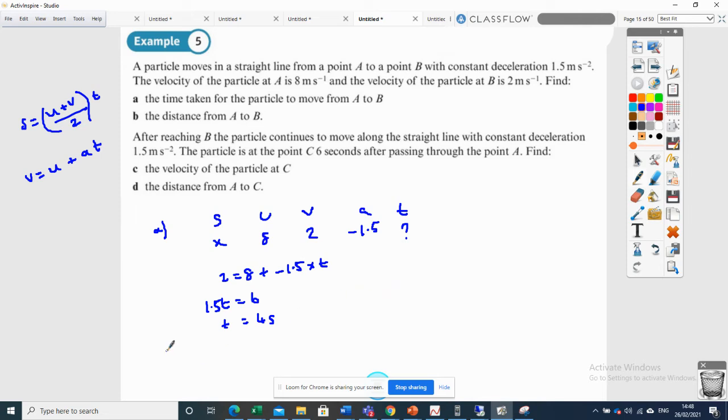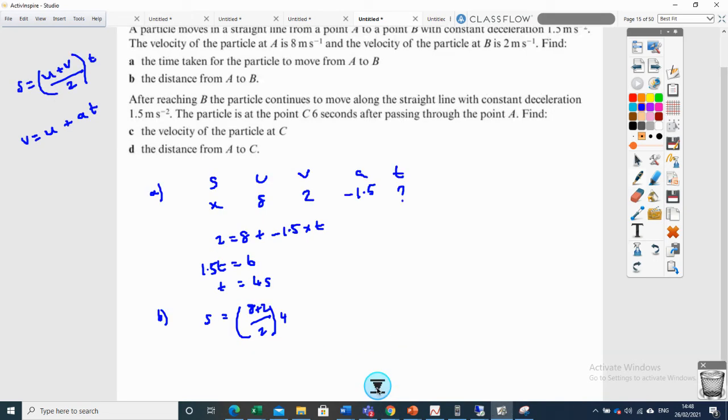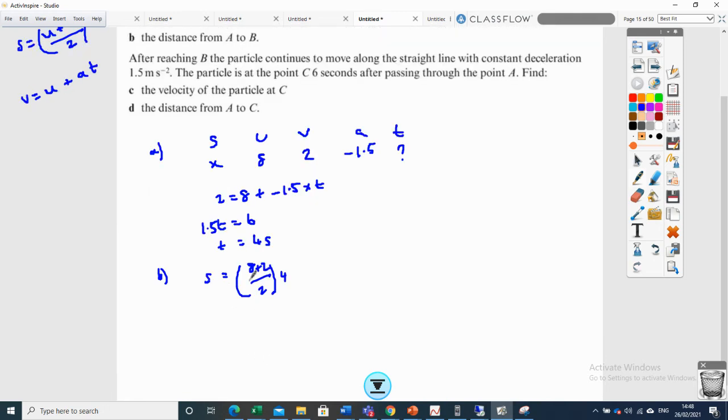Part B, the distance from A to B. So I'm going to use the other equation. So S is equal to 8 plus 2 over 2 times the time, which we just worked out, which is 4. So 10 over 2 is 5. 5 times 4 equals 20 meters. Okay, part C.